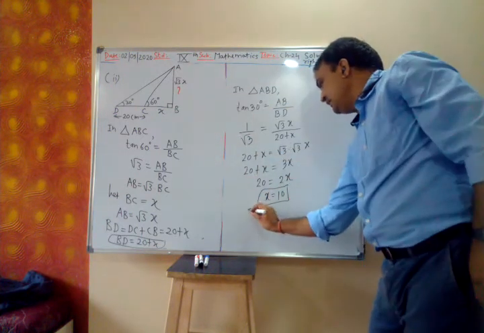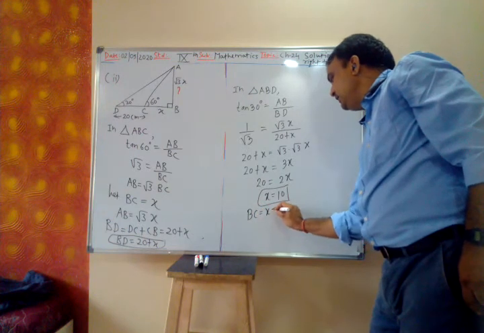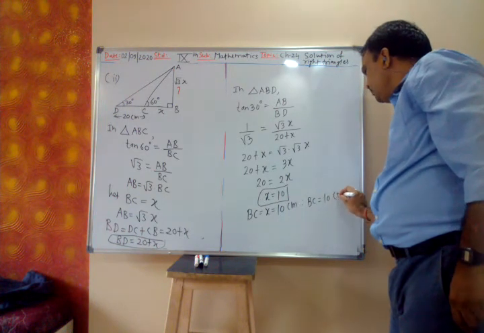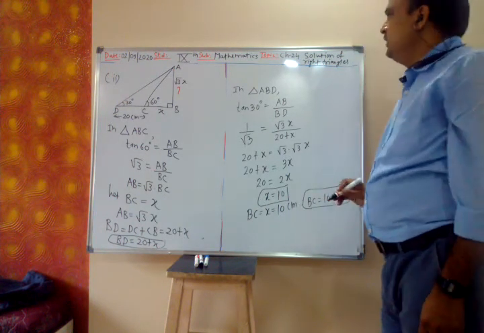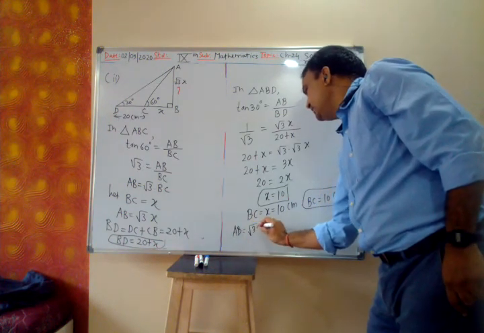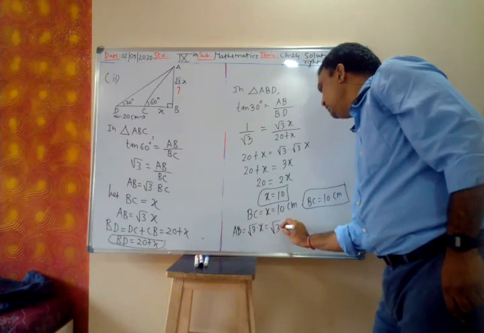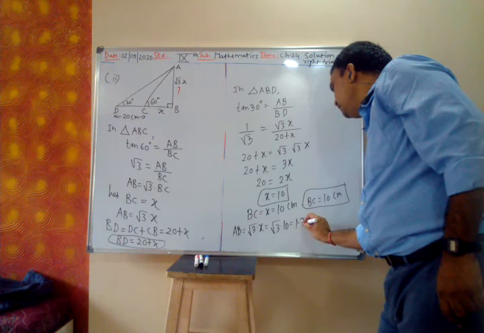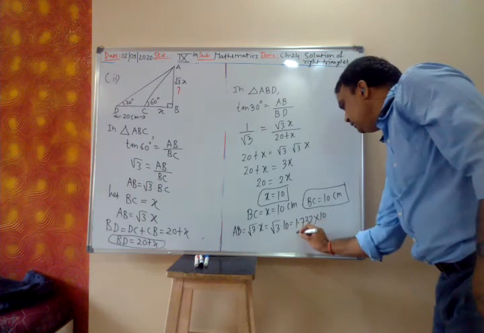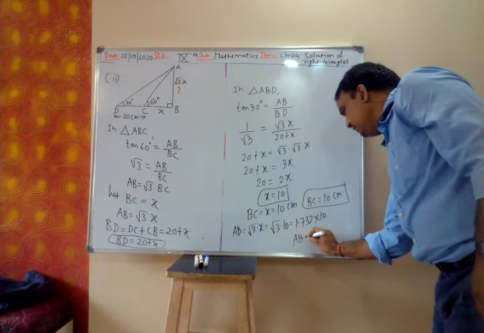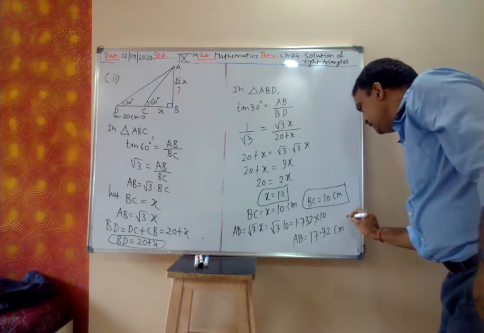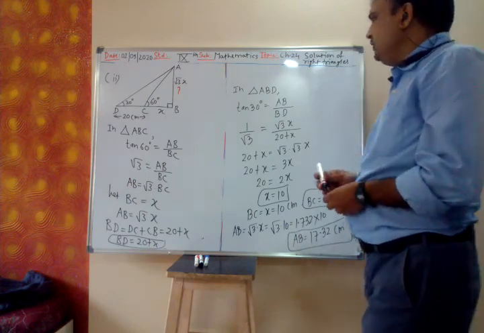So my BC is x. X is 10 centimeter, so BC is 10 centimeter. And AB is root 3x. What is AB? Root 3x, so that is root 3 into 10. Root 3 is 1.732, into 10. So AB is 17.32 centimeter.